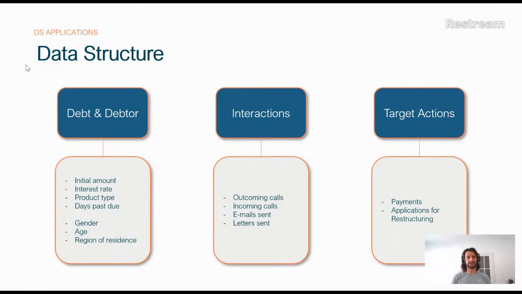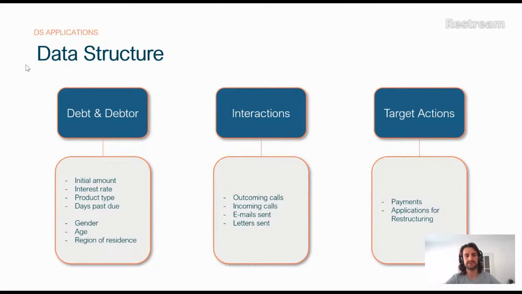Yeah. So now, I would like you to understand a bit better what data we have. And again, I divided everything into 3 entities. So first entity type is debt or debtors, and they have the usual data that they might have. So for example, if we're talking about the debt, it's of course the initial amount of the debt, the interest rate, the product type, how many days it was past due, and these kind of things.